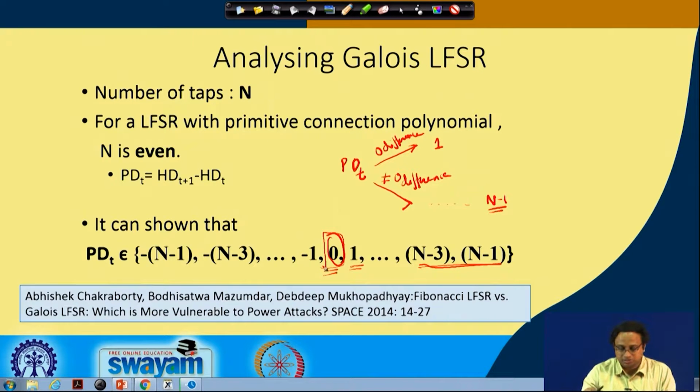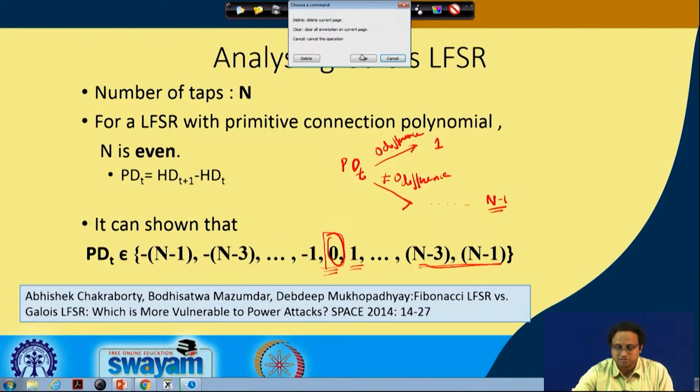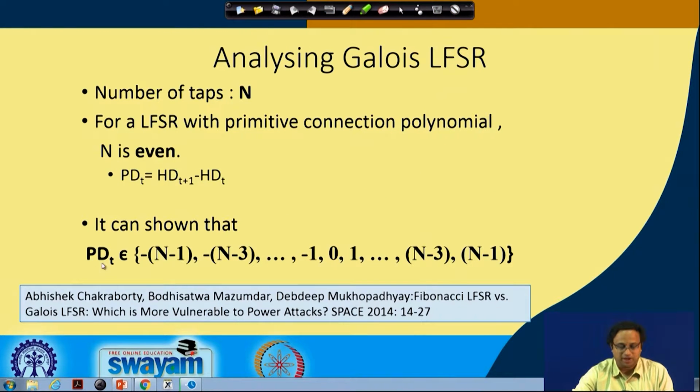And you can see more details on this derivation in this reference which has been shown here, which is essentially a paper published in Space in 2014, which talks about Fibonacci LFSR versus Galois LFSR, which is more vulnerable to power attack. So you can see the derivation of this particular result. But at this point, what is just important for us is to know the fact that in a Galois LFSR there are more jumps which are possible. Okay, the PDT value can simply take more levels. Okay, so what is the implication of this?